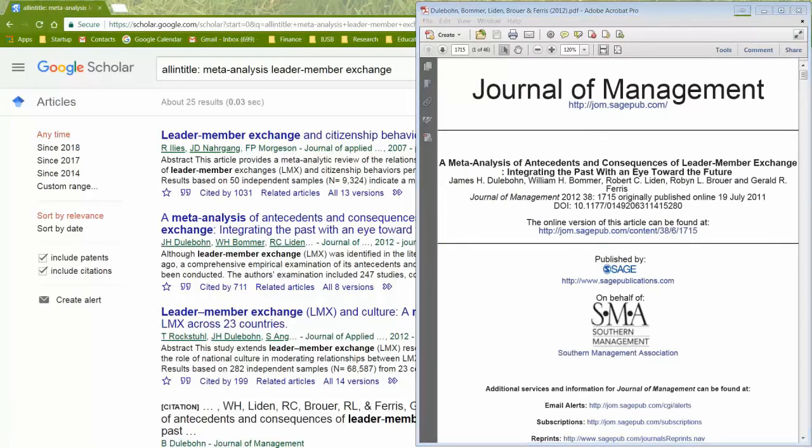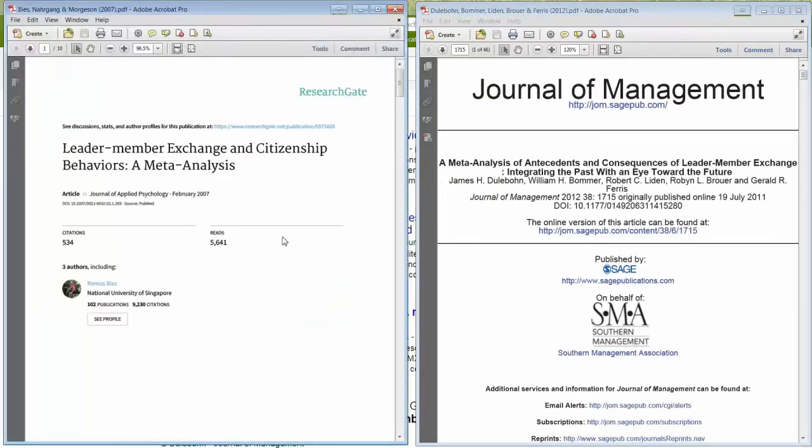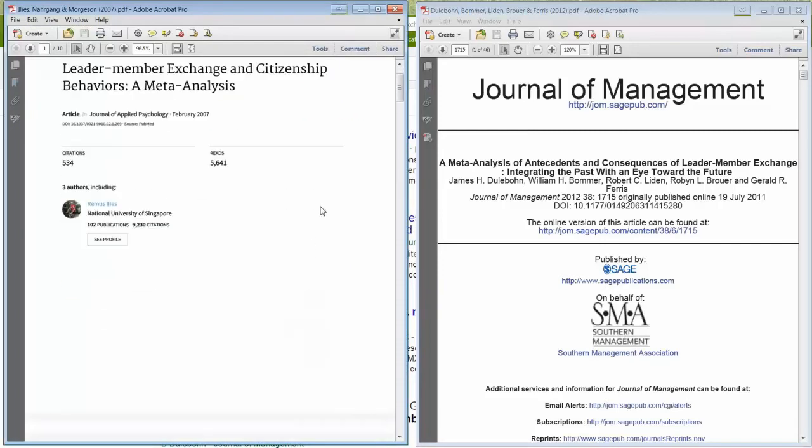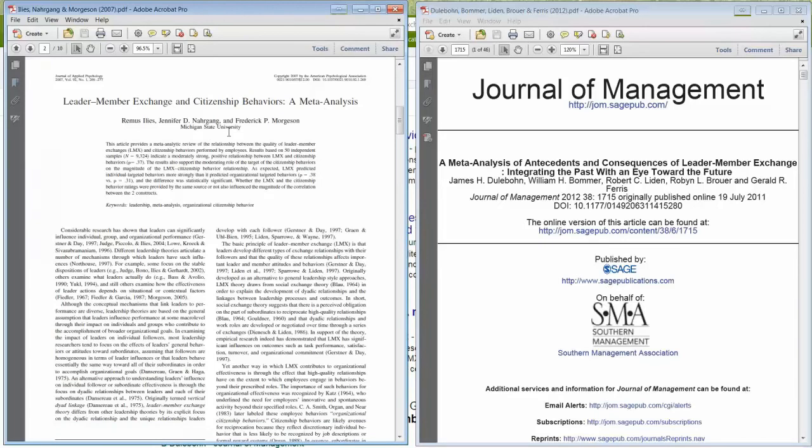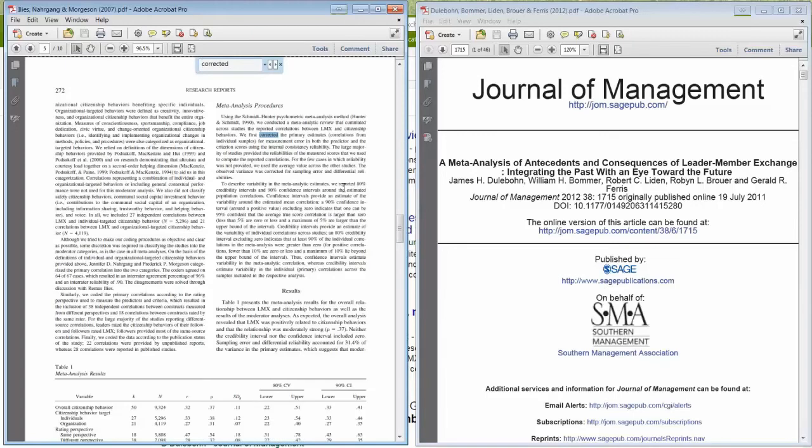This is the Dulabon paper, and here we have the paper that first came up at the top of the list by Ellis, Nargang, and Morgeson. When we find a paper and we pull it up in the Adobe framework, of course, we can always search what's in the paper. If we wanted to confirm that this was a meta-analysis, we would hit Control F, or Command F if you were on a Mac, and we would be looking for the word corrected in the paper, as we see here.